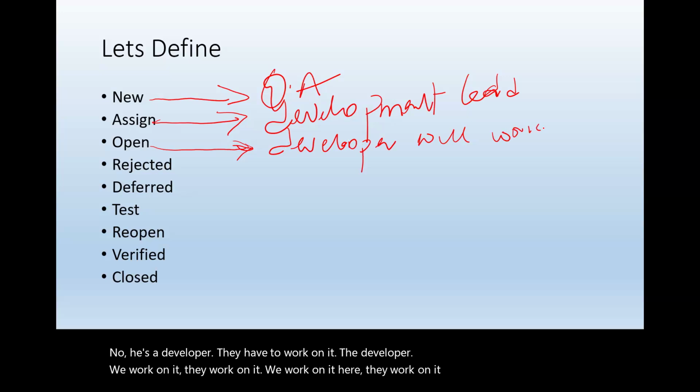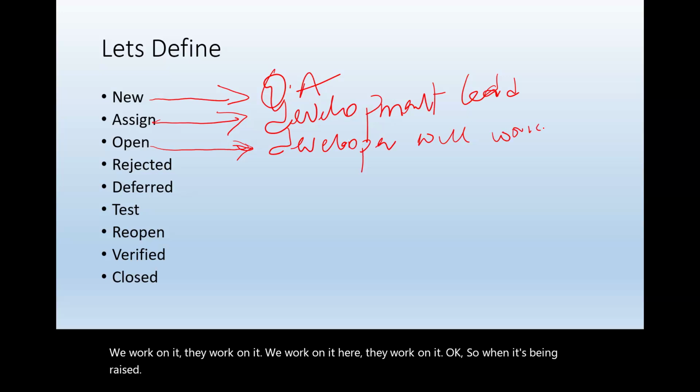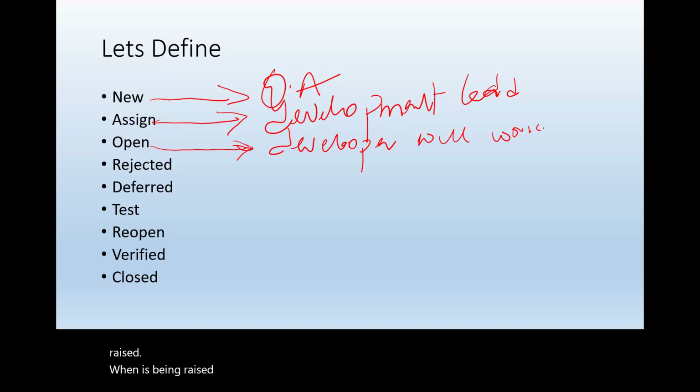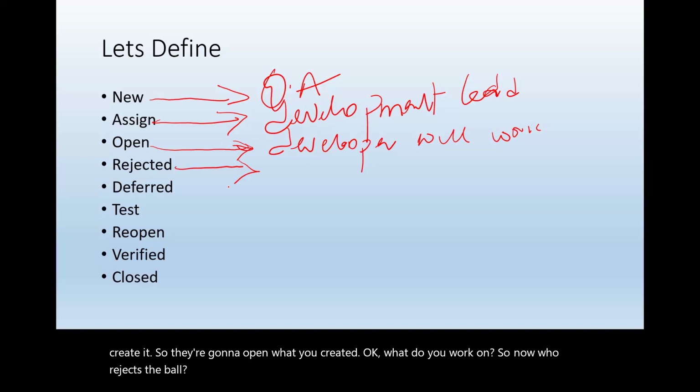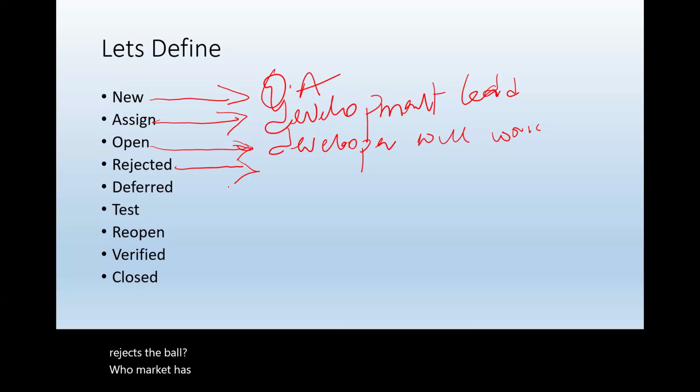So when it's been raised, they're going to work on that particular bug. So they open it because you create it. They're going to open what you created, what they will work on. So now, who rejects the bug? Who marks it as rejected? The testers.